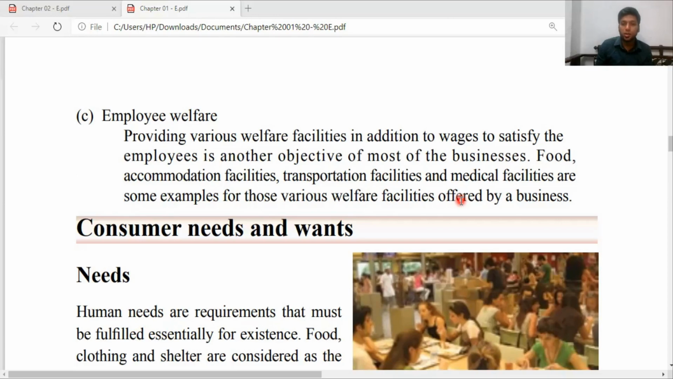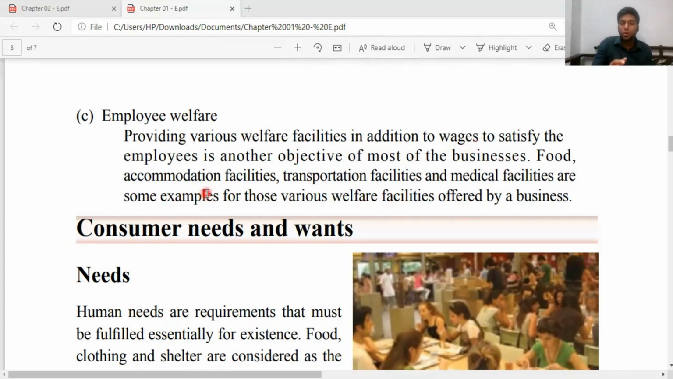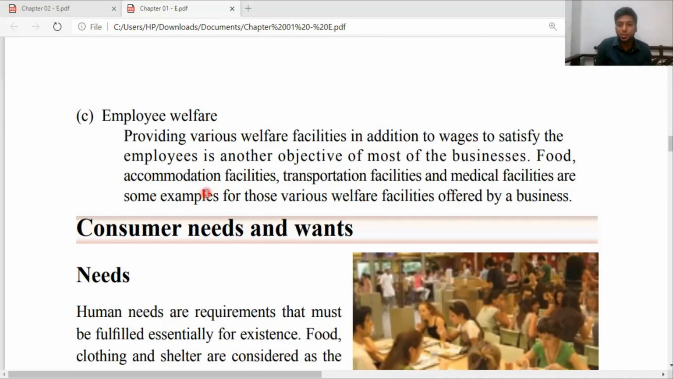So they don't get satisfied. Now here, if you see, providing various facilities in addition to wages. So wages is salary, but your government books have made it a bit complex, because if you do not understand the terms, you will not score on paper. Let's say food, accommodation facilities. Accommodation means giving some place to stay. Giving a place to stay, like a building for you to stay, we say as accommodation.